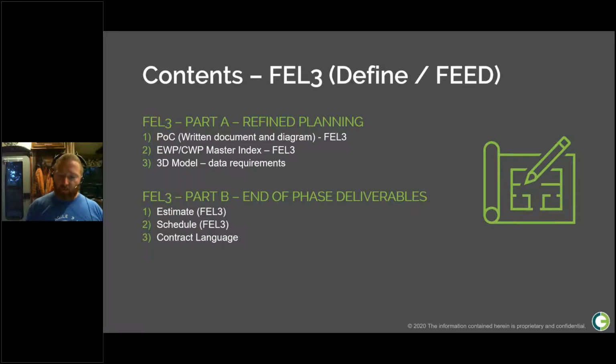So for the end of phase deliverables, once we get to part B, the end of FEL3, again, it's refinement, it's updating. So we're going to update the estimate and the schedule, particularly at this stage down to the CWP level. You need to get to that plus or minus 10% estimate. We need to make sure the schedule has enough detail to support the CWPs.